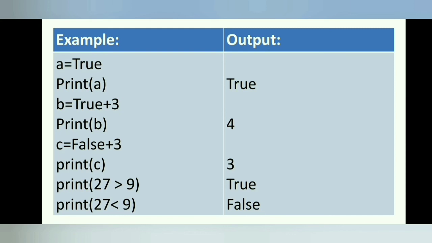Print 27 is greater than 9. The output will be True. Print 27 is less than 9. The output will be False.